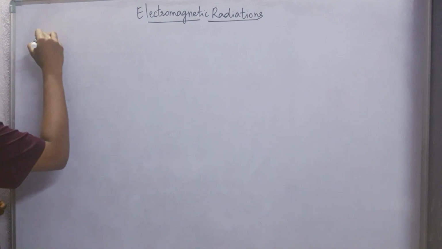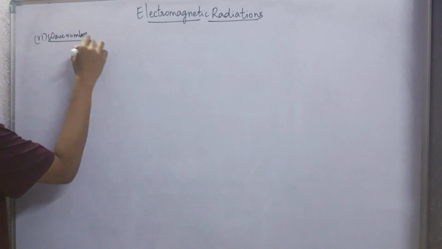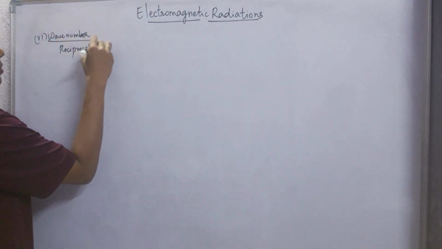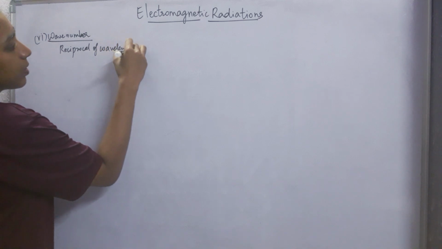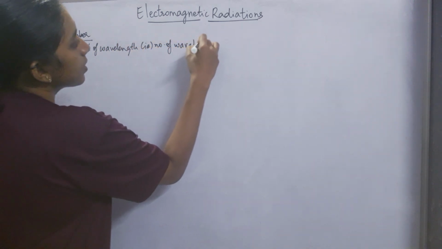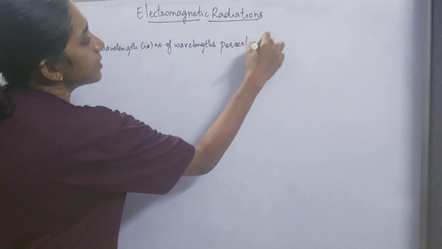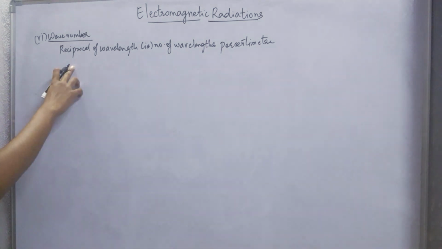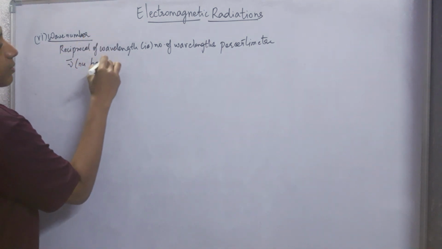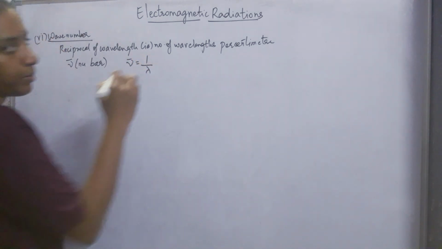The sixth characteristic is wave number. Wave number is the reciprocal of wavelength. That is, number of wavelengths per centimeter is called wave number, and it is denoted as nu bar. Nu bar. Okay. So nu bar is equal to 1 by lambda.